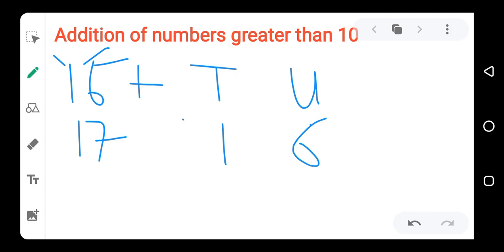Then for the second one, 17. 17 has two digits also, 1 and 7. We put the first one, 7, under units and 1 under tens. Then we draw our line.